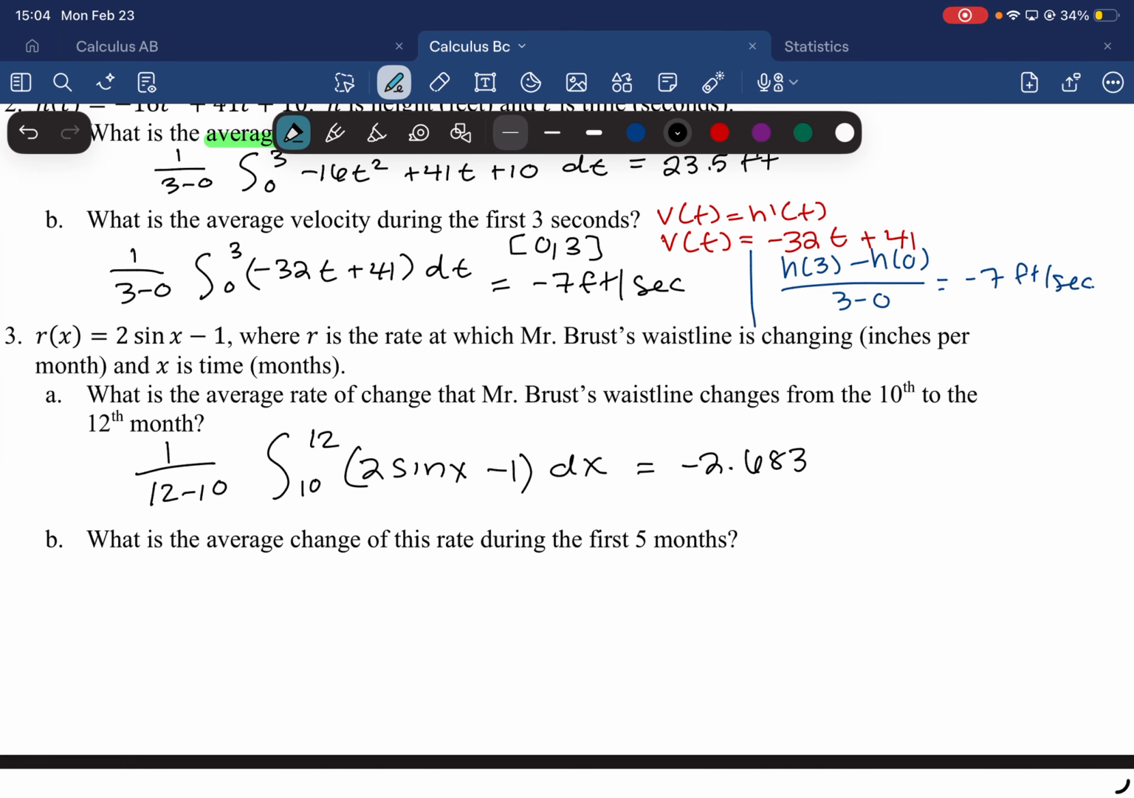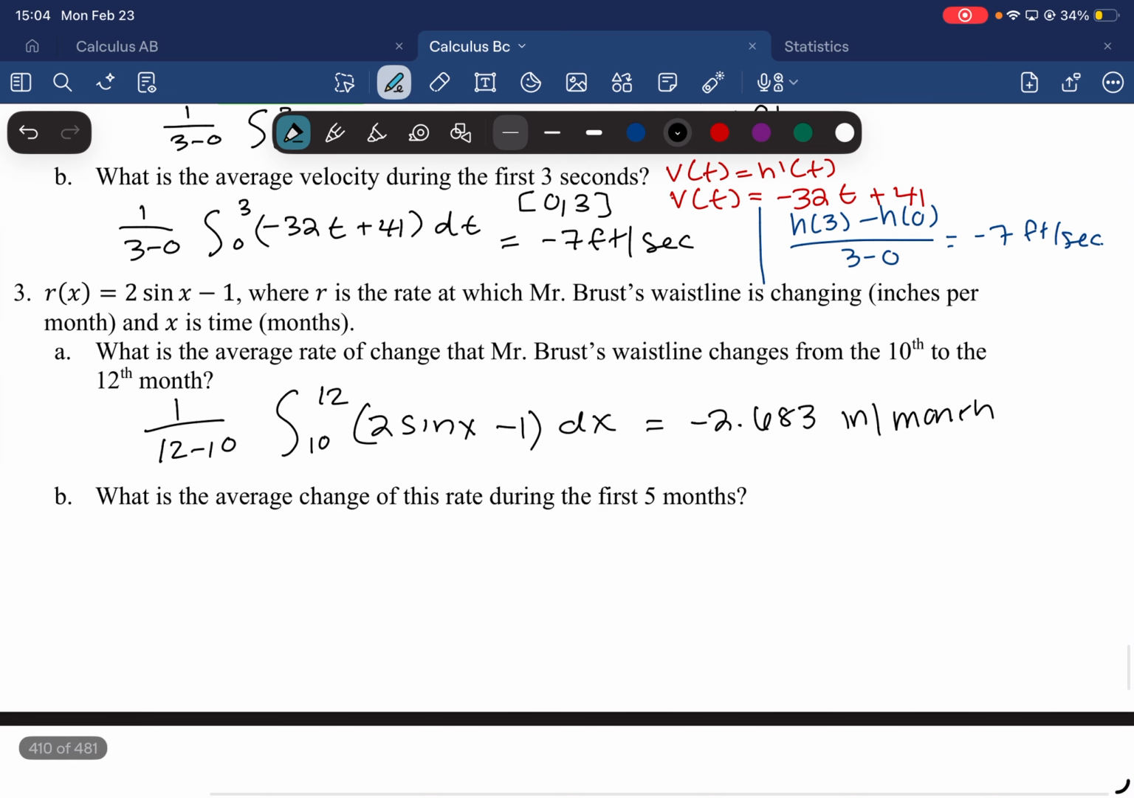Since this is a rate of a rate, it's almost similar to when we were taking the velocity. So what would be the units in this case? Inches per month. So what does it mean by it being negative? His waist is shrinking. So on average, his waist is decreasing by 2.683 inches per month.